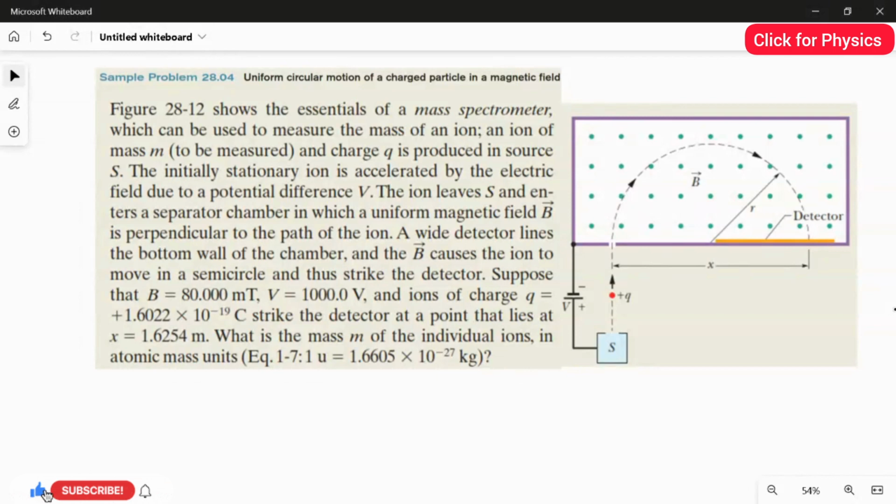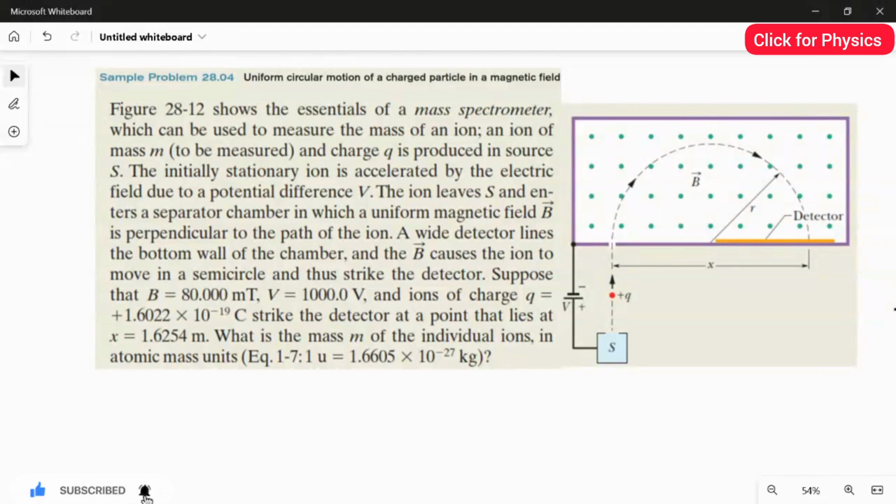Suppose the B value is 80 millitesla and the applied voltage V is equal to 1000 volt, and the charge of the ion is 1.602 multiply 10 power minus 19 coulomb, and it strikes the detector at a point that lies at x equal to 1.6254. So what I told you, when the ion enters this magnetic field, it will be moving in a semicircle and it is going to hit the detector. So the distance from the starting point to where the ion is going to hit the detector is mentioned as x, and that value is given here.